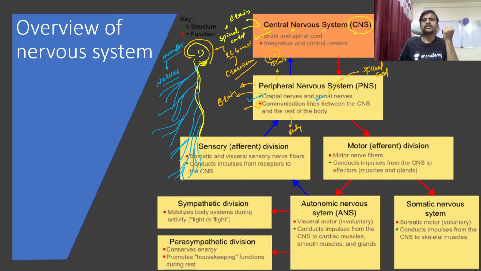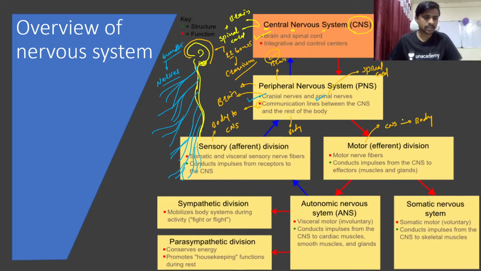Okay, so when the signal is coming from the brain, so it will enter into the motor division of nerves and the sensory division. So what are these sensory? Sensory means, so I'm going to rub this part guys now. So this is sensory. Sensory means body to CNS, and motor means CNS to body. So any nerve fiber which is transferring signal from brain to the body.